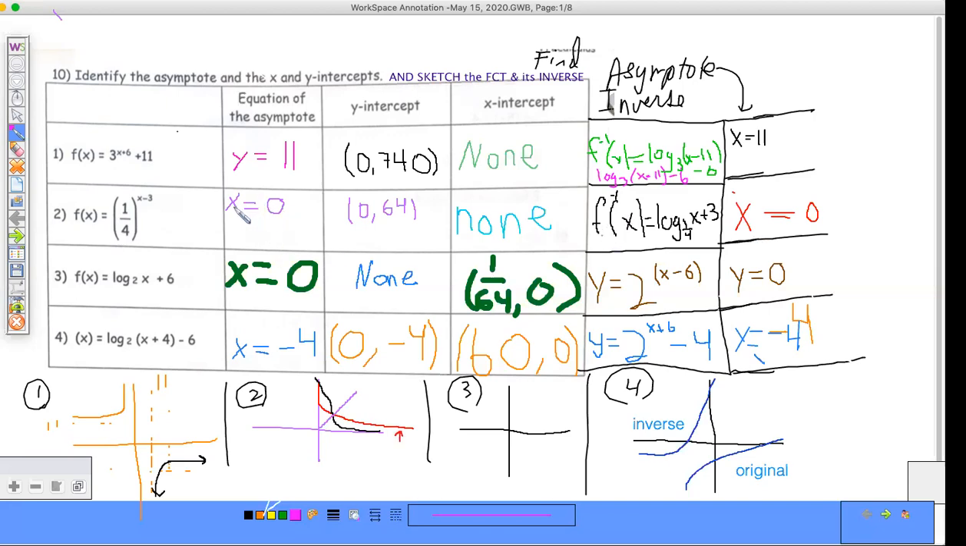This over here, the equation of the asymptote on number 2, this is not x equals 0. It should actually be, oh, y equals. y equals 0. Thank you. So this should be y equals 0. Good, good, good. So a couple of things to analyze, which is nice. 3. Okay, I like that.